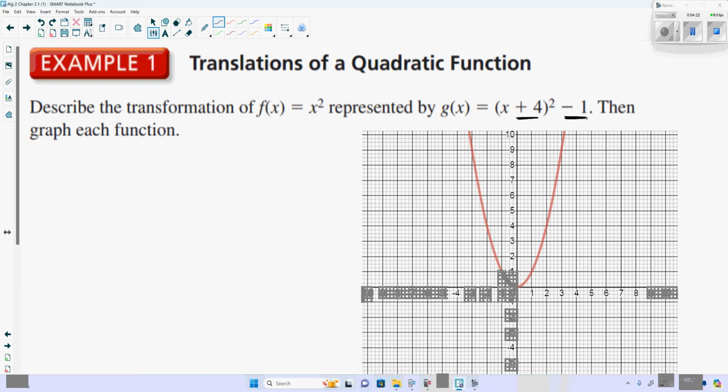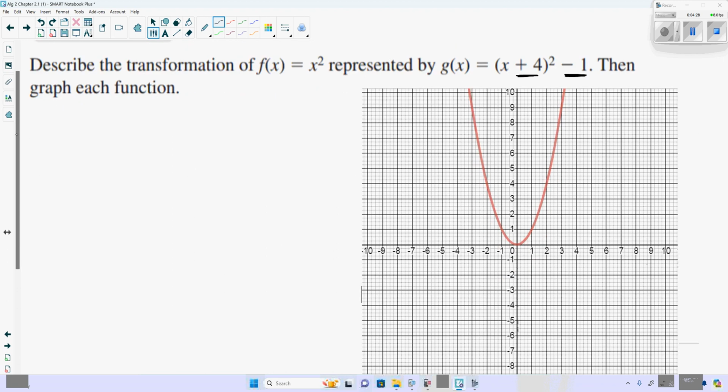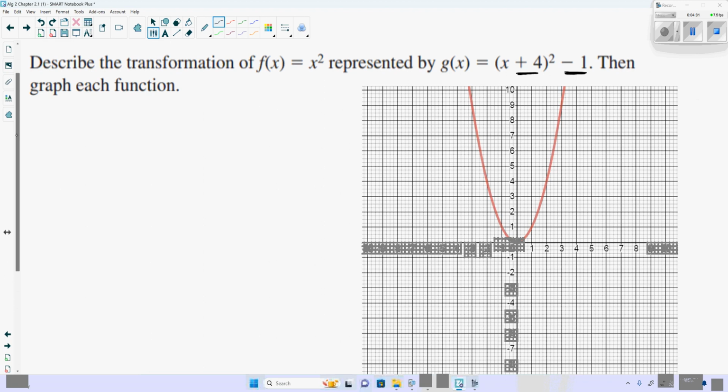When we have a number being added or subtracted from x inside the parentheses, it's moving it left or right. How far would this one be moving to the left or to the right? It would indeed be moving left 4. The 4 tells us how far we're moving. Since it's x plus 4, it's moving left 4, because inside the parentheses, it's the opposite of what we think. If it had been minus 4, we'd be moving right 4.